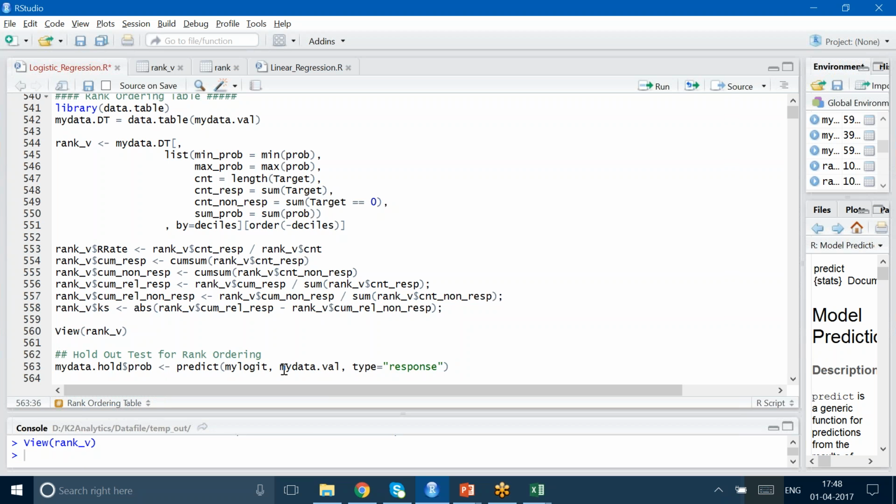Val is built on a smaller data set also, so that cannot be your final model. The objective of val was to test whether the variable betas are stable or not. The final model will be the model which you build on a larger data set, and in this case it was dev. Which data are we trying to score? Hold. So I'm computing the probability.